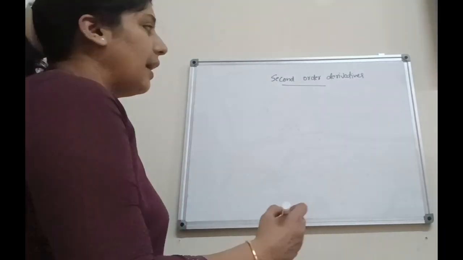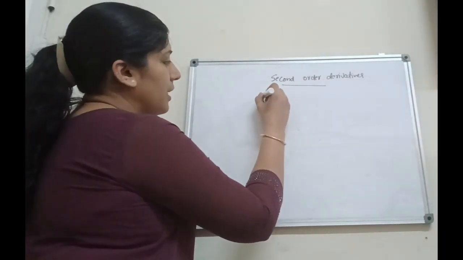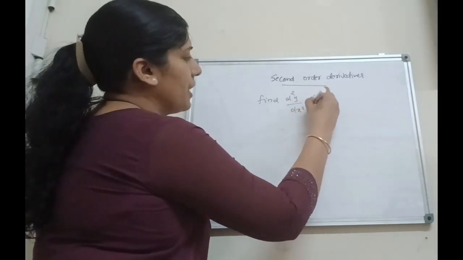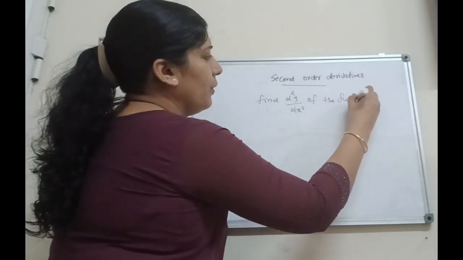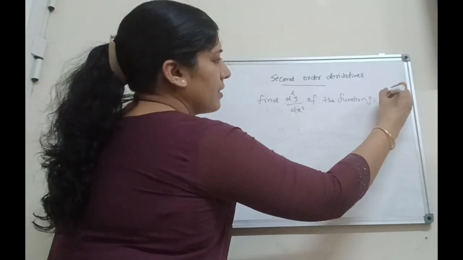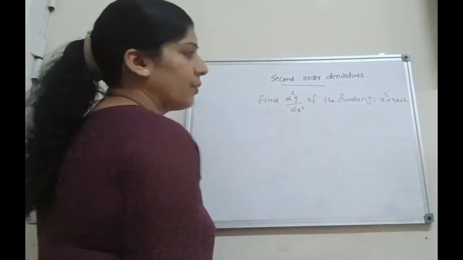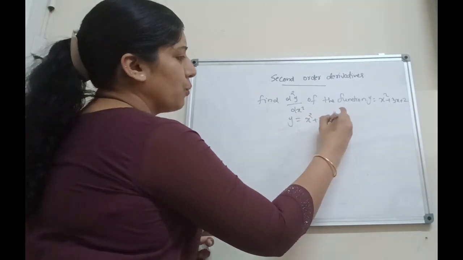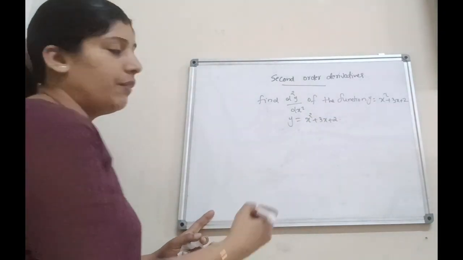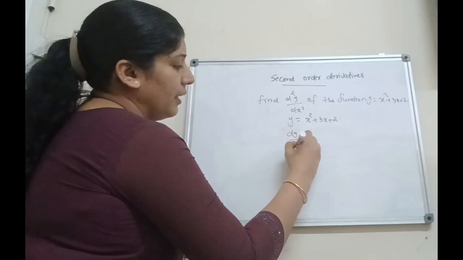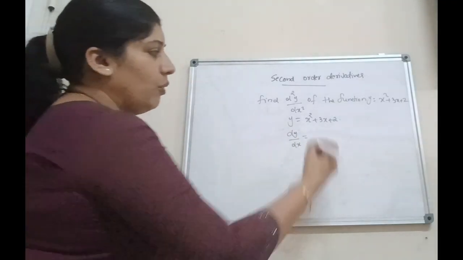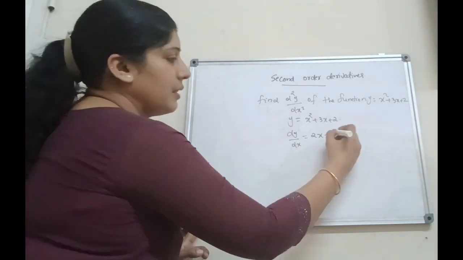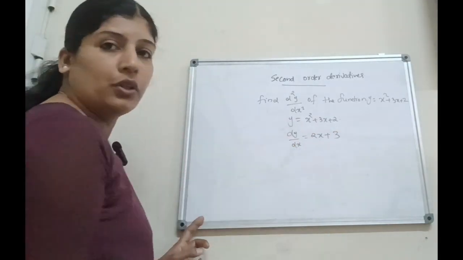Next, consider the question. Find the second order derivative of the function, that is, find d square y by dx square of the function y equal to x square plus 3x plus 2. First we have to find the derivative of the given function, dy by dx, that is the first order derivative. It is equal to d by dx of x square, that is 2x, plus d by dx of 3x, that is 3. Therefore dy by dx equal to 2x plus 3.